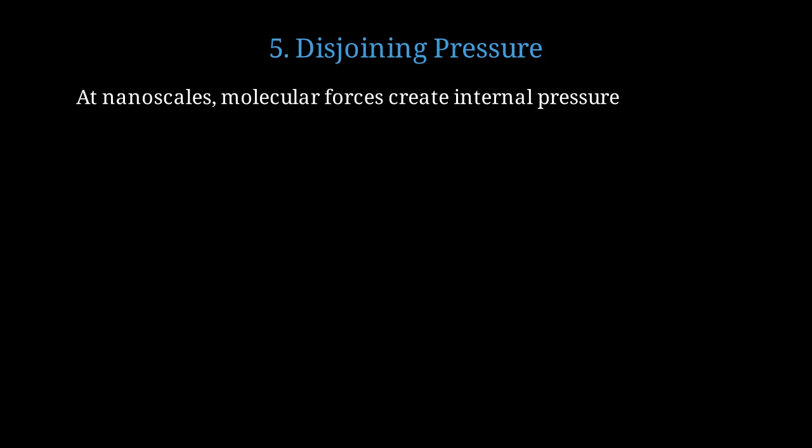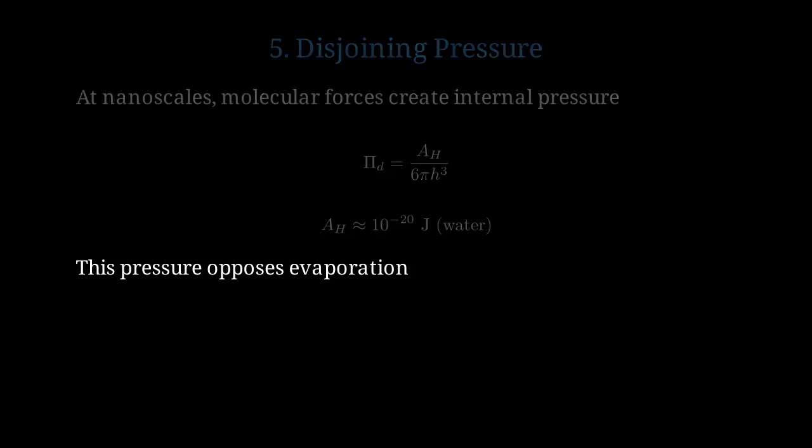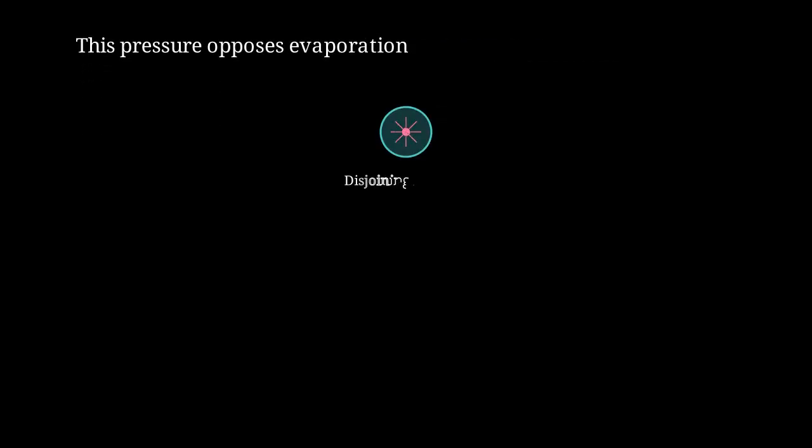Now we encounter a crucial nanoscale phenomenon: disjoining pressure. When droplets become extremely small, molecular forces between molecules create an additional internal pressure called disjoining pressure. The disjoining pressure Pi_d equals the Hamaker constant A_H divided by 6 pi times the film thickness h cubed. For water, the Hamaker constant is approximately 10 to the negative 20 joules. This pressure acts to hold the droplet together, opposing evaporation. These inward arrows represent disjoining pressure, squeezing the droplet from all directions.